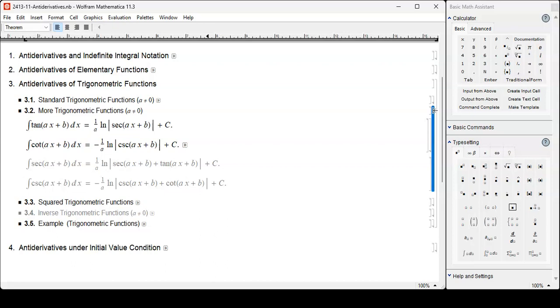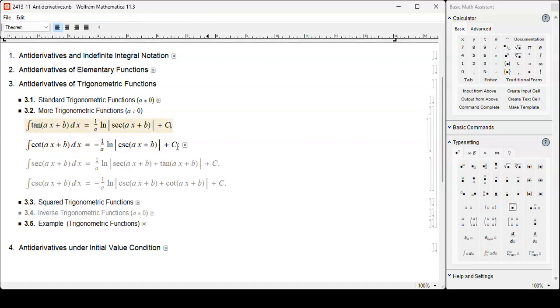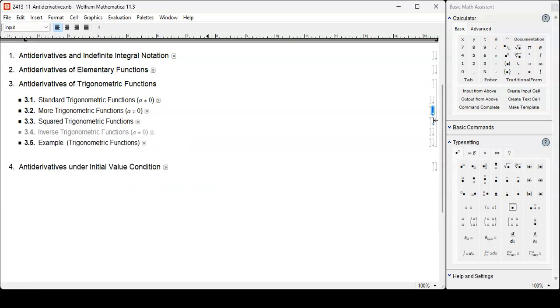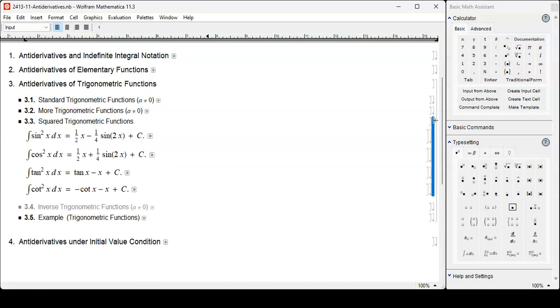Here's some more trigonometric functions. And these show up several times, but these almost never show up. And then antiderivative rules for squared trigonometric functions. Oh, these are really important for calculus 2. And this is a kind of overlap between calculus 1 and calculus 2. Let's talk about this.